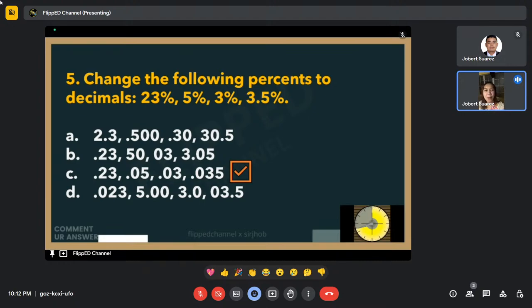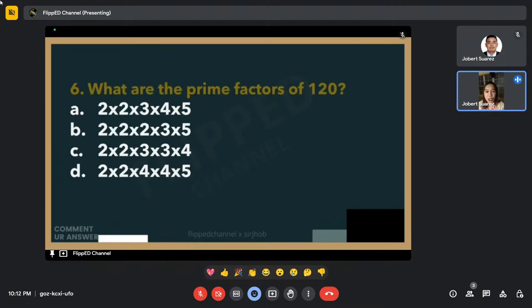Let's proceed naman tayo sa ating question number 6. What is the prime factors of 120?